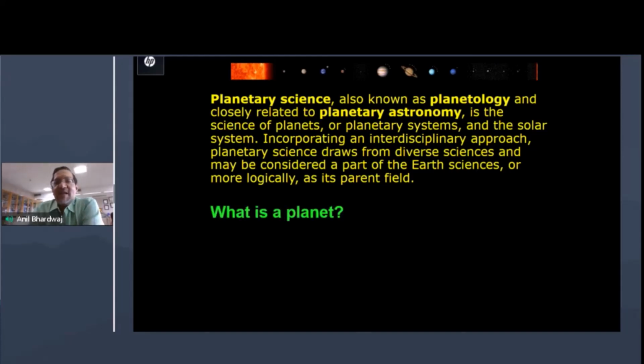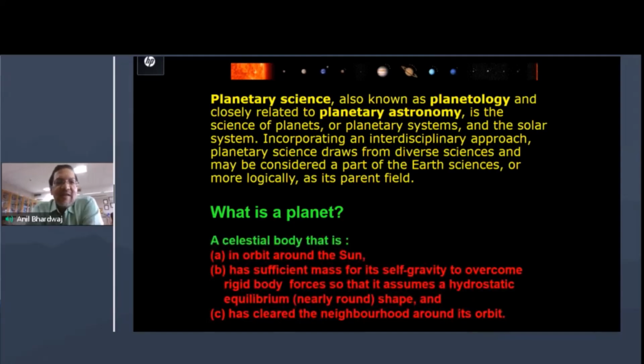The definition of a planet, which is now given by the International Astronomical Union, consists of three criteria. One, a planet is a celestial body that is orbiting around the Sun. That means there should be a star and a body should go around it, then only it will be called a planet. The second definition is that a planet should have sufficient mass for its gravity to overcome the rigid body forces so that it assumes hydrostatic equilibrium. What it means is that the body should be roughly round in shape.